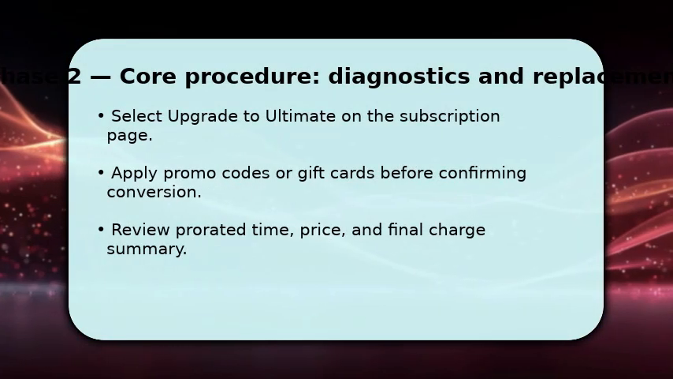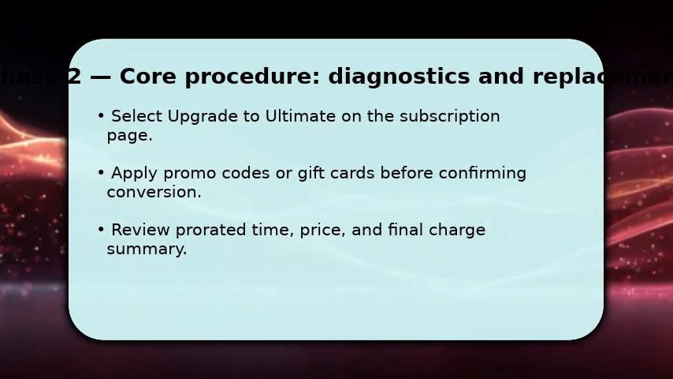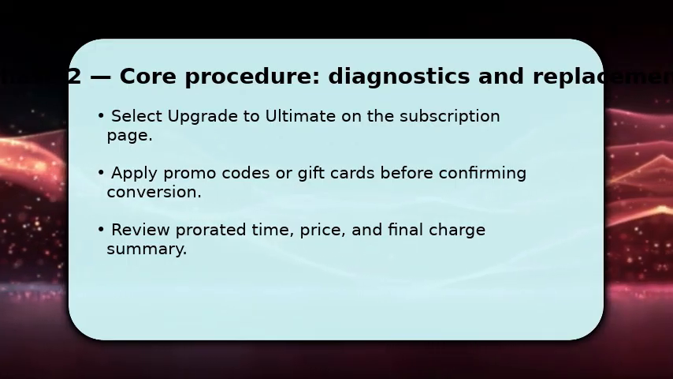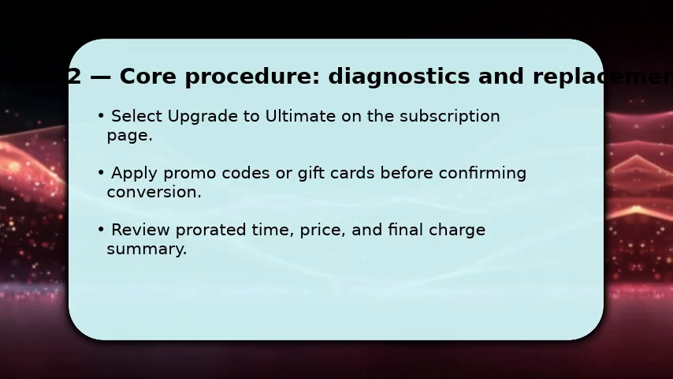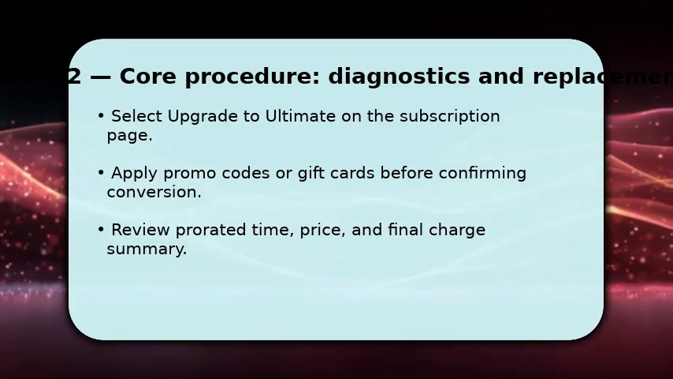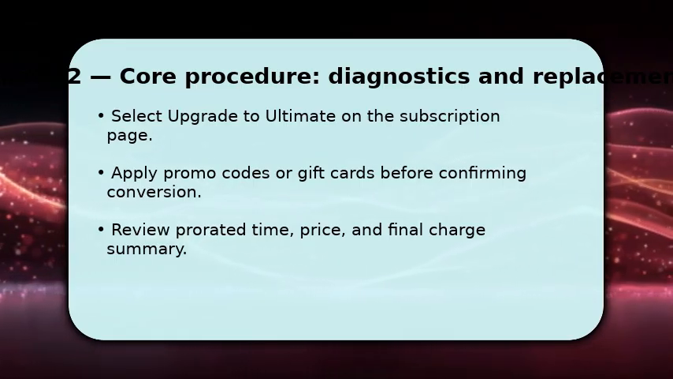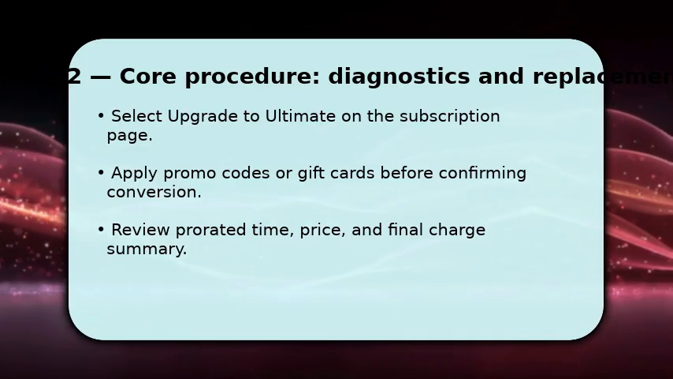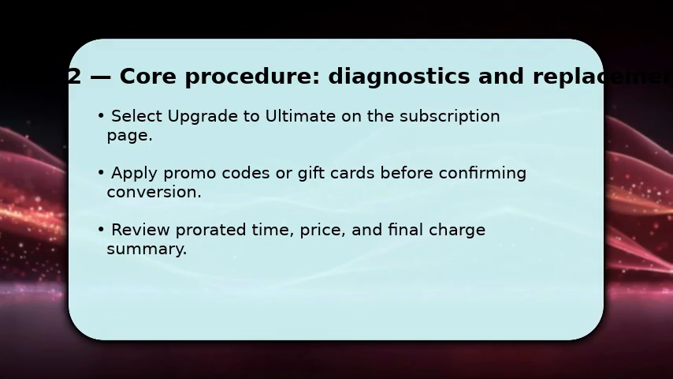Once you select Upgrade to Ultimate, follow on-screen prompts to convert existing months. This preserves remaining time via Microsoft's conversion algorithm. Make sure to add any promo codes or gift cards before finalizing. Codes can reduce the immediate charge. Review the prorated breakdown, total cost, and new renewal date so there are no surprises.